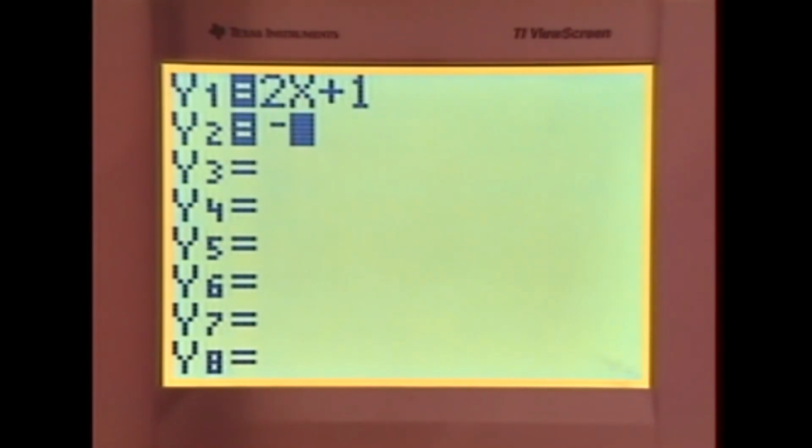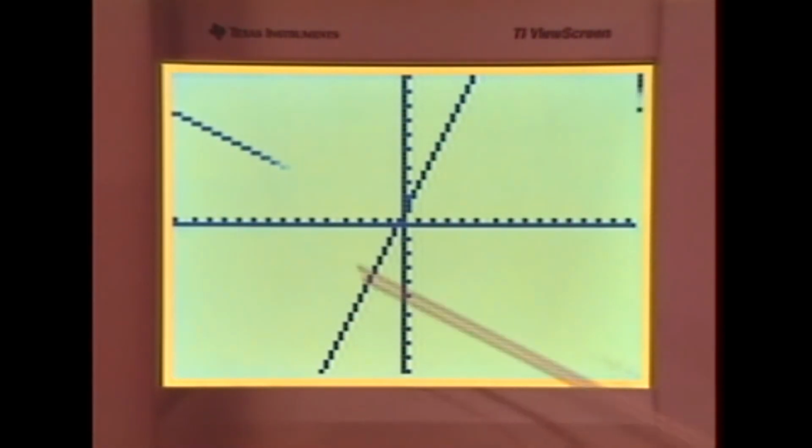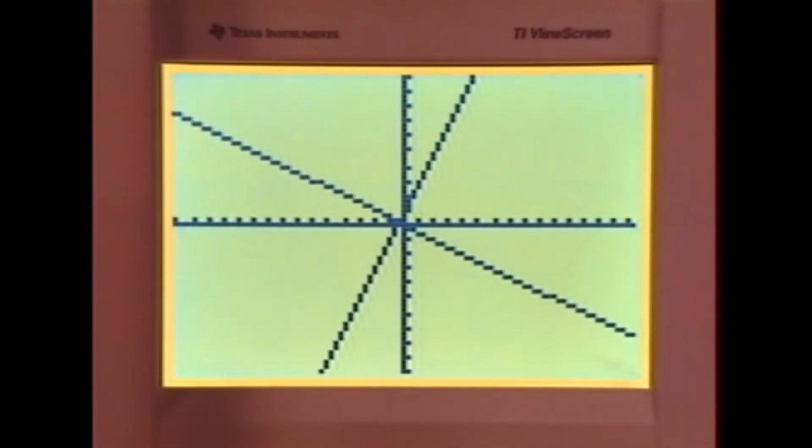Well, negative 1/2 is negative 0.5x. Now, of course, this is where the teacher's knowledge helps a little bit. There's 2x and there's negative 1/2. Now, that looks pretty good. Of course, I don't expect you to have found that right away. It would have taken a lot of trial and error, but here we do look like we have a right angle.